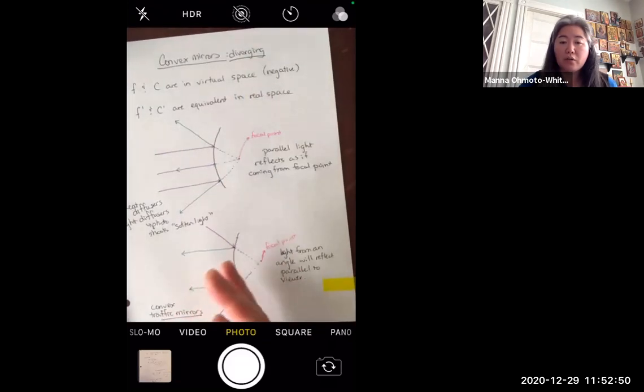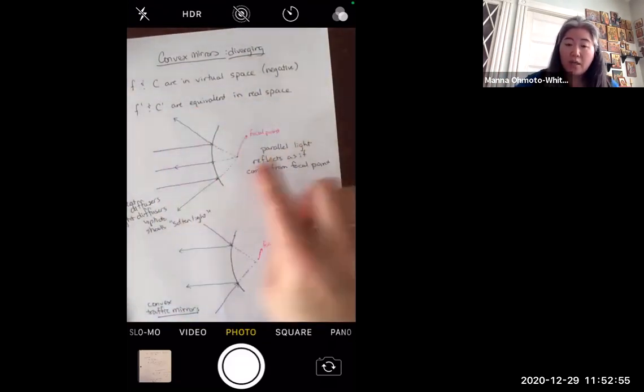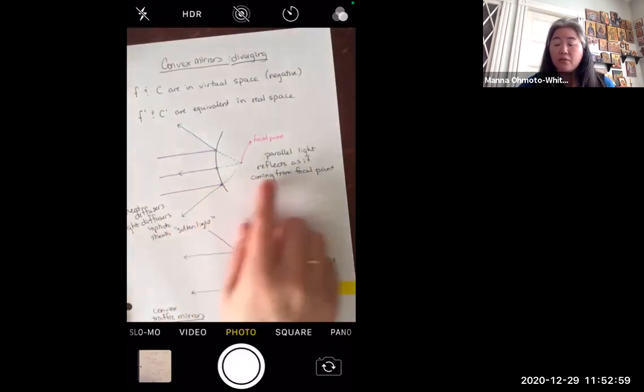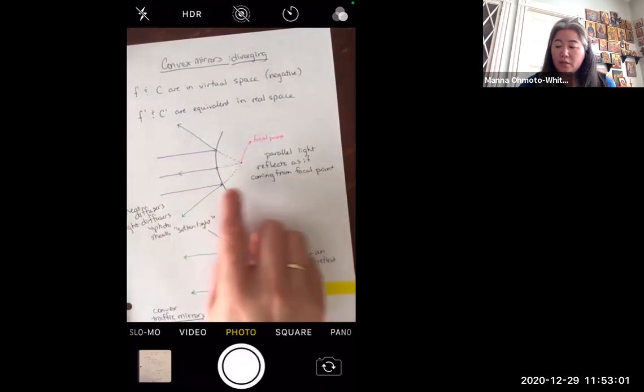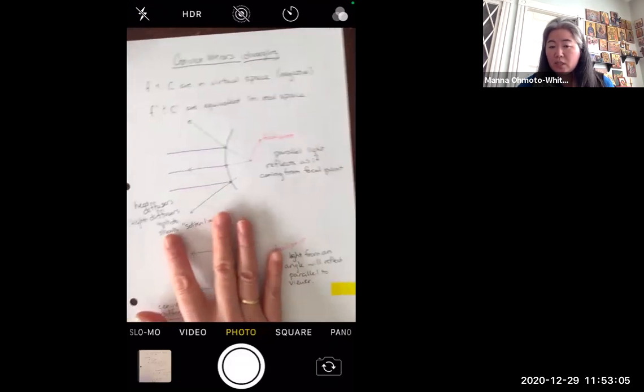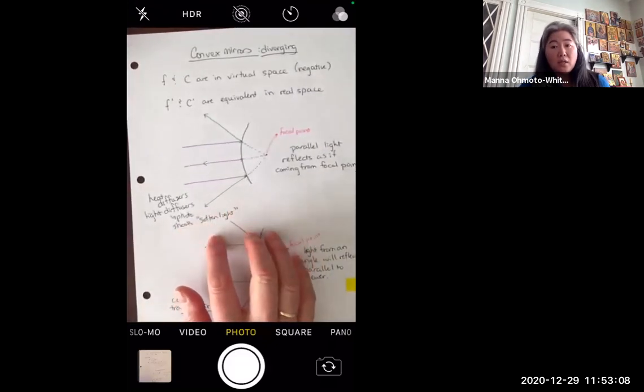The other ones we call converging because the light comes through the focal point. Here it seems to scatter and the parallel light comes out and it reflects as if it's coming from the focal point. Right? So if my parallel light comes in here, it will go out here. And we use this as heat diffusers or as light diffusers in photo shoots. We use this to soften the light.